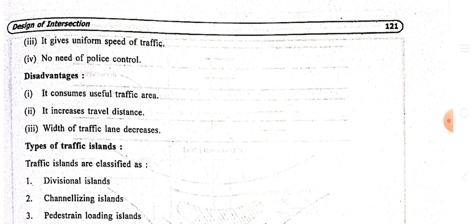And third one is the width of the traffic lane decreases, because here we construct an island. So here some of the part is taken by the island. So here road width is decreased because for a channelized purpose the island is constructed. So here some part is used in island construction.